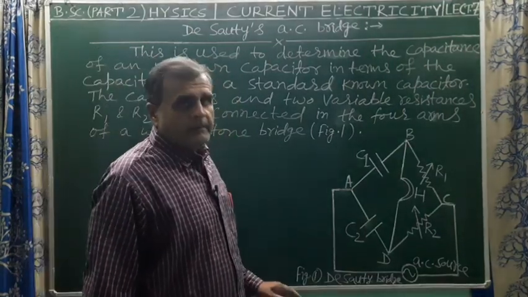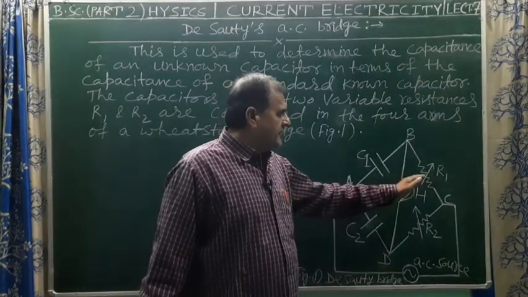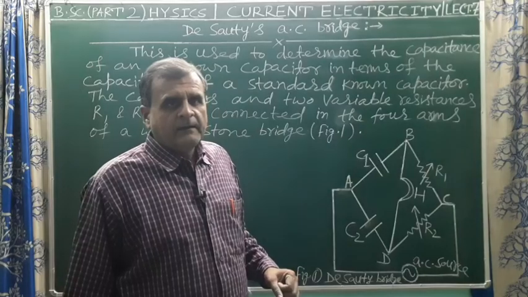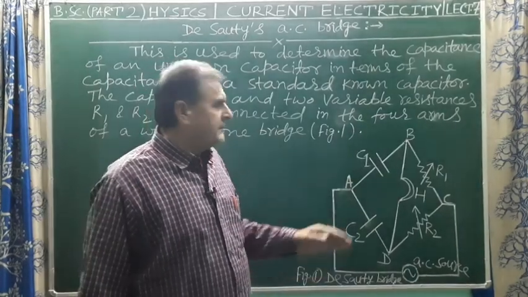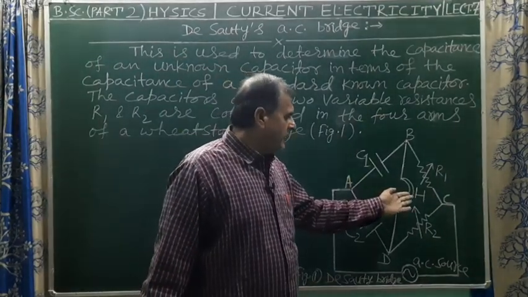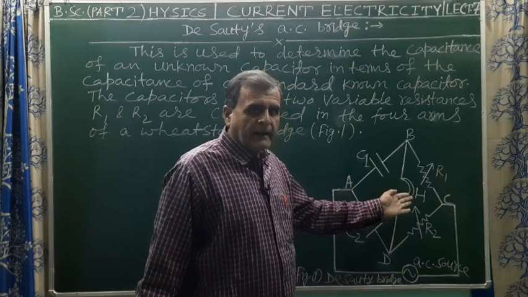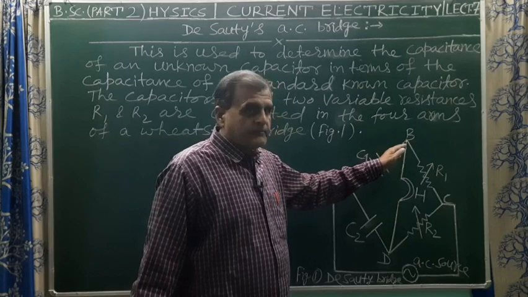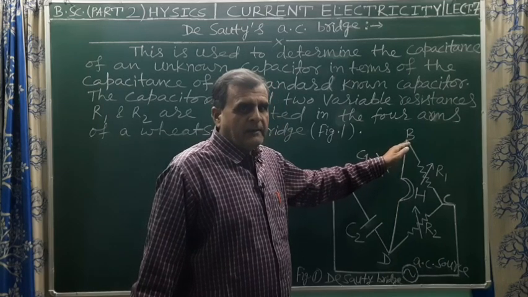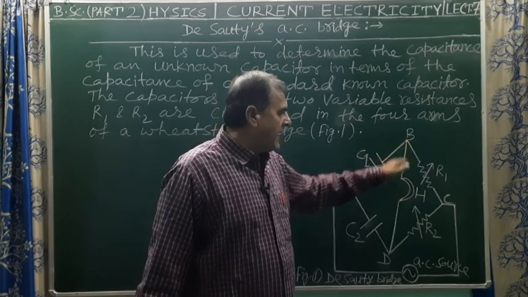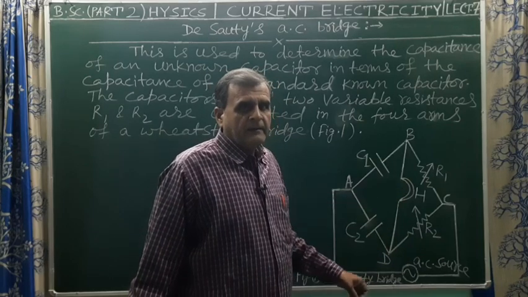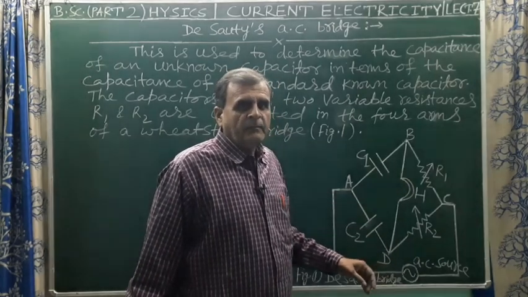Now the variable resistance R1 is varied till the sound in the headphone connected in the diagonal arm of the Sauty bridge becomes minimum.